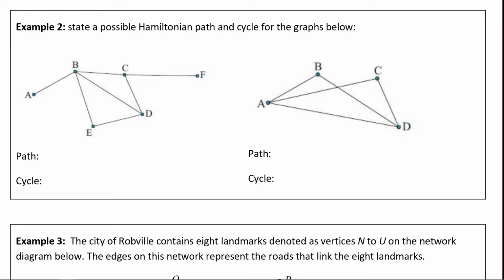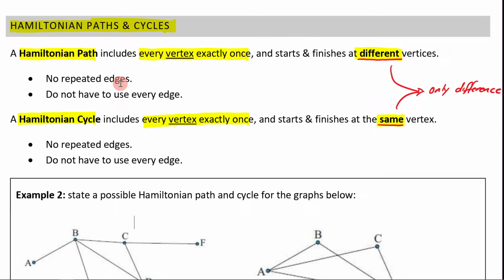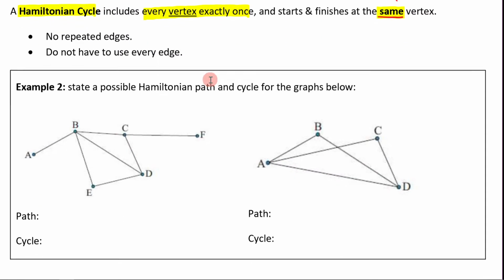So if I'm dealing with a path, remember the characteristics of a path. I need to hit each vertex only once, and that's it. I don't have to use all the edges. I just need to hit every vertex only once. That's what it says here. No repeated edges. You don't have to use every edge. Every vertex exactly once, and you have to start and finish at different vertices as well.